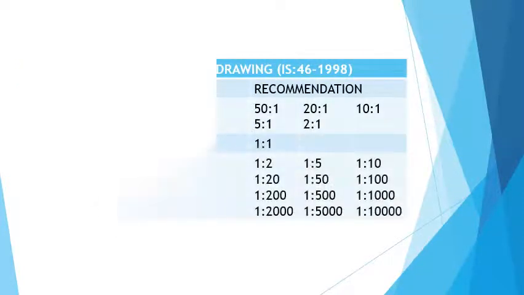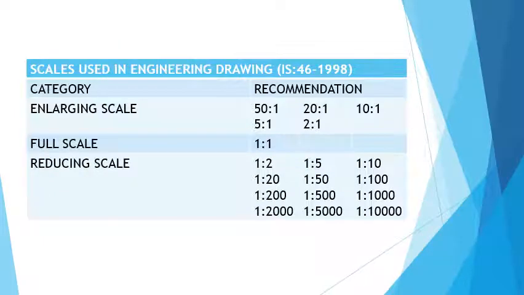As per IS 46/1998, the scales used in engineering drawing are the enlarging scale, full scale and reducing scale. The enlarging scale is used when we have to draw an object which cannot be shown if it is made of its actual size, for example, the internal parts of a wristwatch. Next we have full scale. It is used wherever it is convenient to draw the object at its actual size, like the drawing of a single brick. And the reducing scale. It is used when the size of the object is bigger than the size of the drawing sheet on which it is being drawn, for example, the drawing of a building.